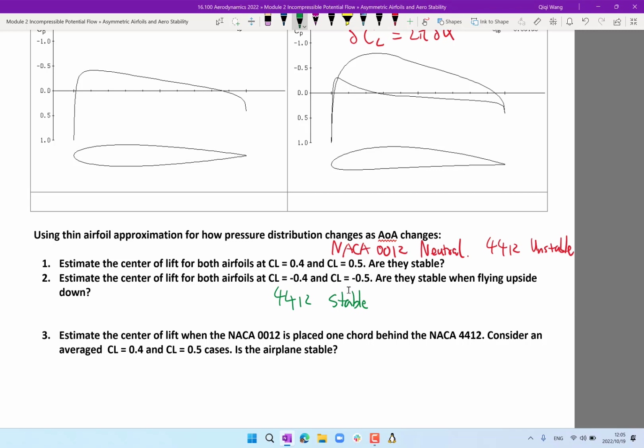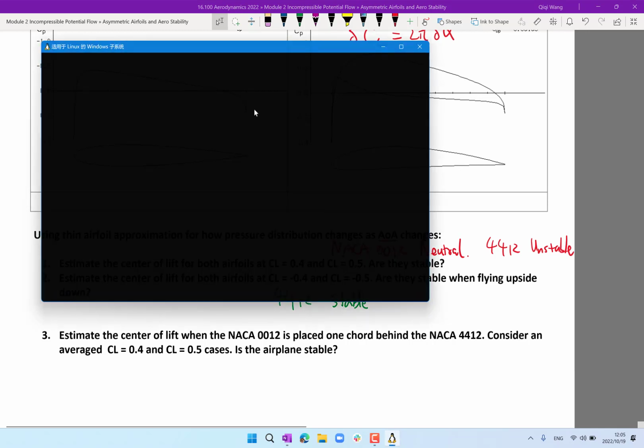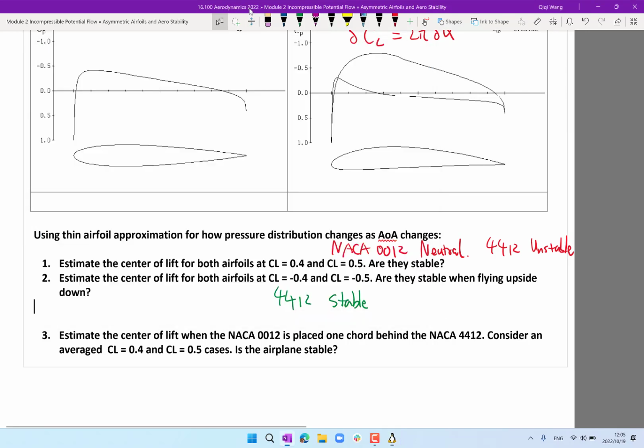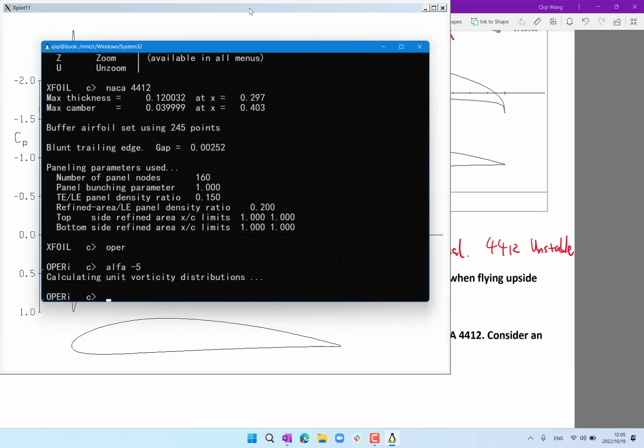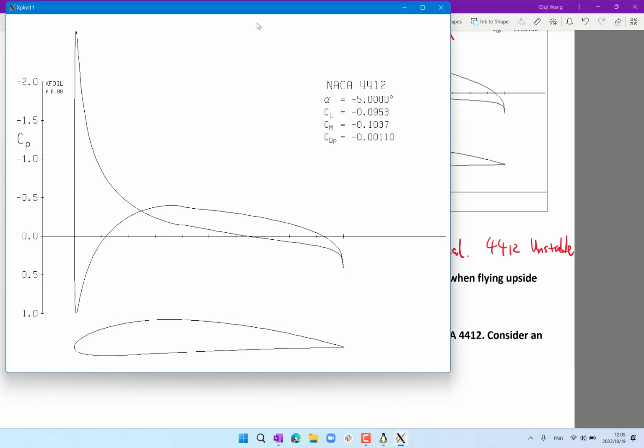There are actually a lot of questions on why it makes sense for the center of lift at CL equal to minus 0.4 to be ahead of the leading edge, right? So I think everybody got the negative center of lift, right? It makes sense because if you do a calculation, let me do it here. It takes, okay, XFOIL, NACA 4412, alpha minus 5 degrees. Let's see what you get.